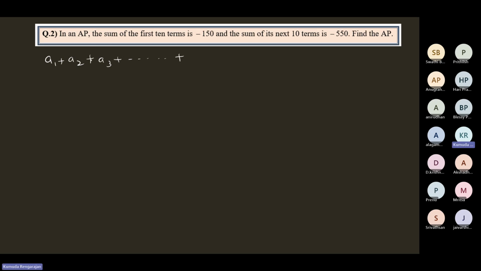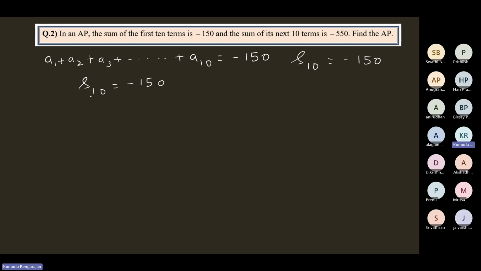So A1 plus A2 plus A3, so on till A10 is equal to minus 150. And this is what we call S10. S10 is minus 150. So now the Sn formula is n by 2. So 10 by 2. See, S10 is minus 150, right?